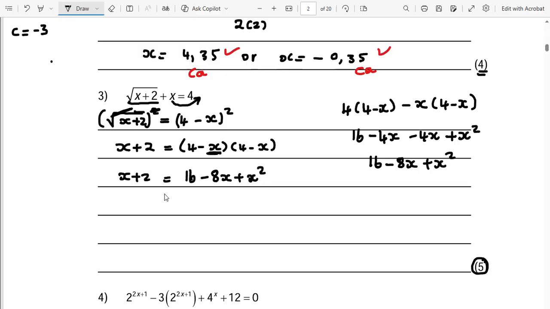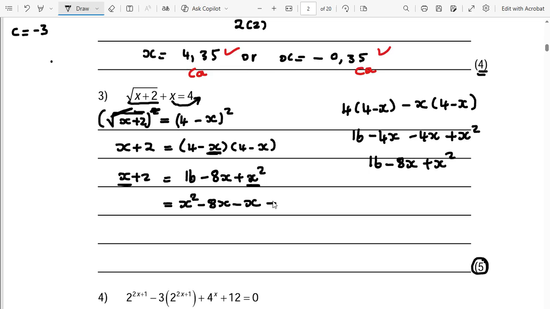So let's group the like terms because I need to equate everything to 0, right? The x squared is positive, so I'm just going to leave it on this side. So this will be x squared minus 8x. I'm going to bring the x to the other side, it will be minus x.